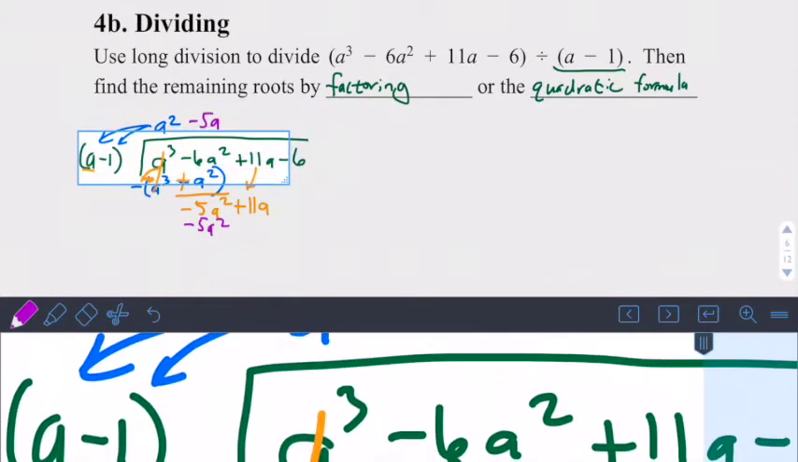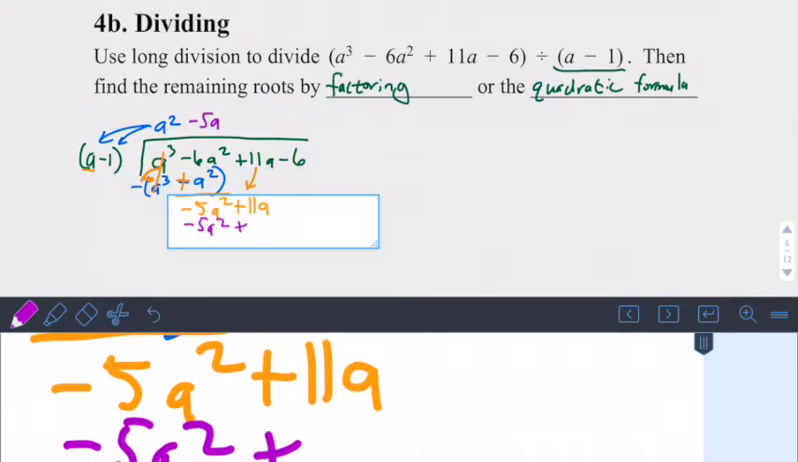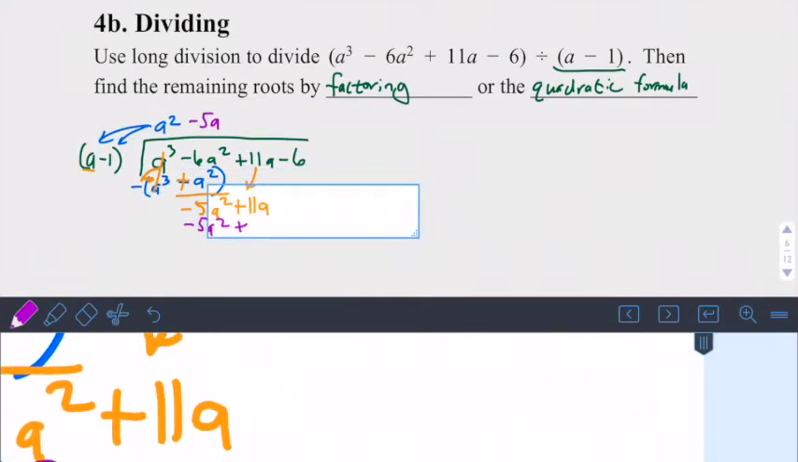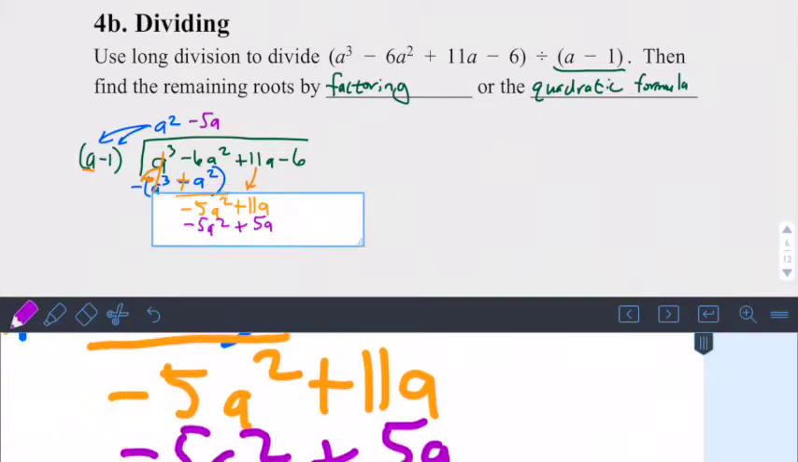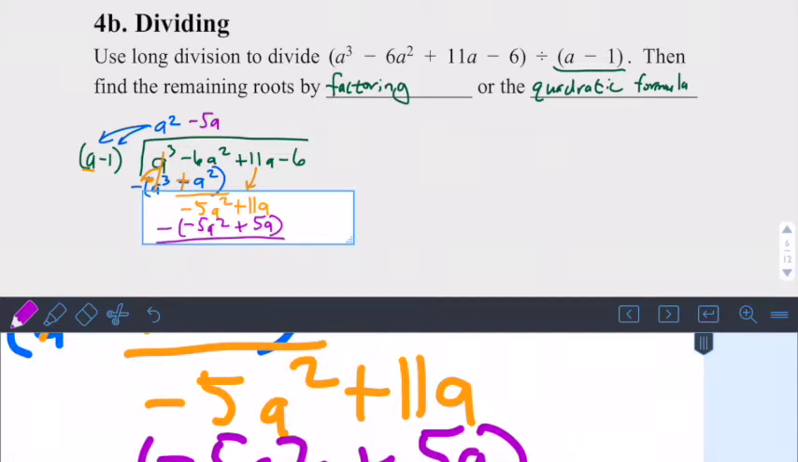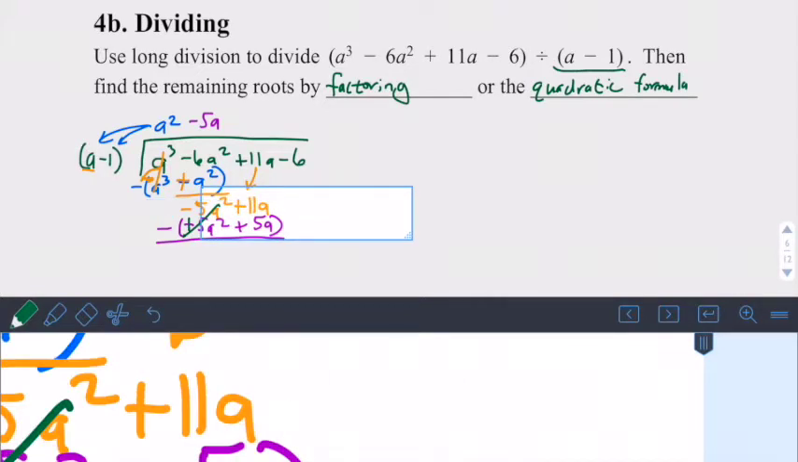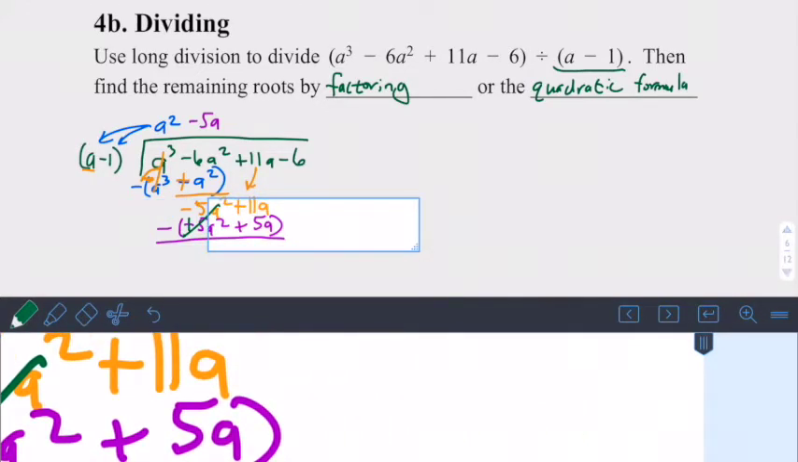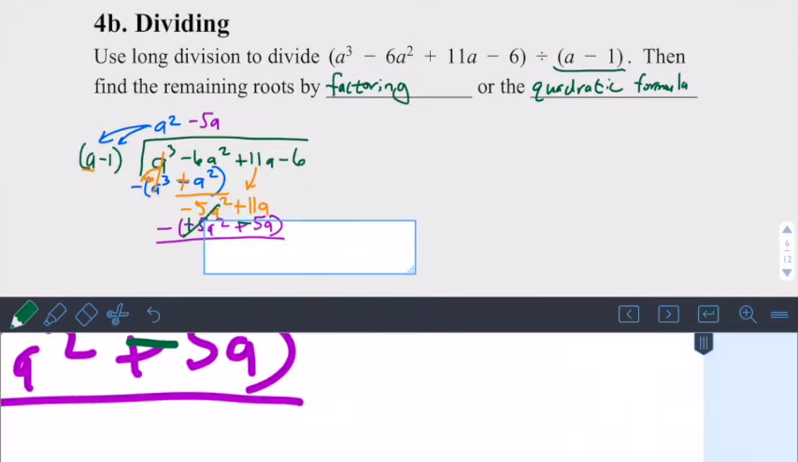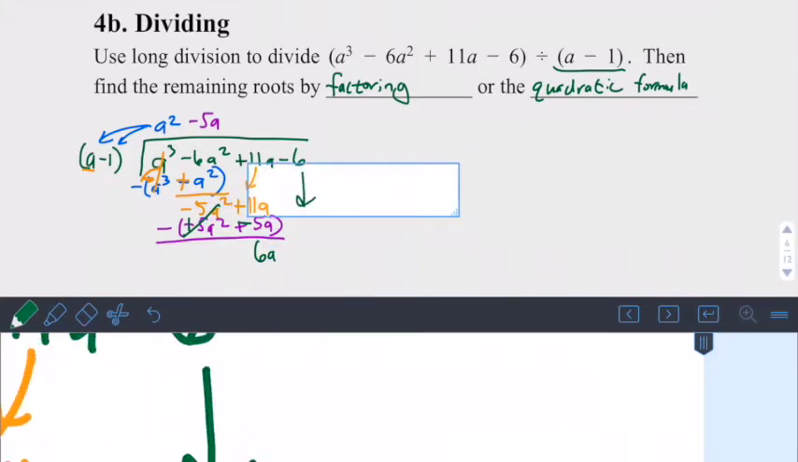And then we need to distribute that. Negative 5a times negative 1. Negative times a negative makes it positive. 5 times 1 is 5, and we have 1a. Minus parenthesis, so minus 5a squared minus minus makes this plus 5a squared, which cancels. And then we have 11a minus 5a for 6a. And then now I'm going to bring down that minus 6.